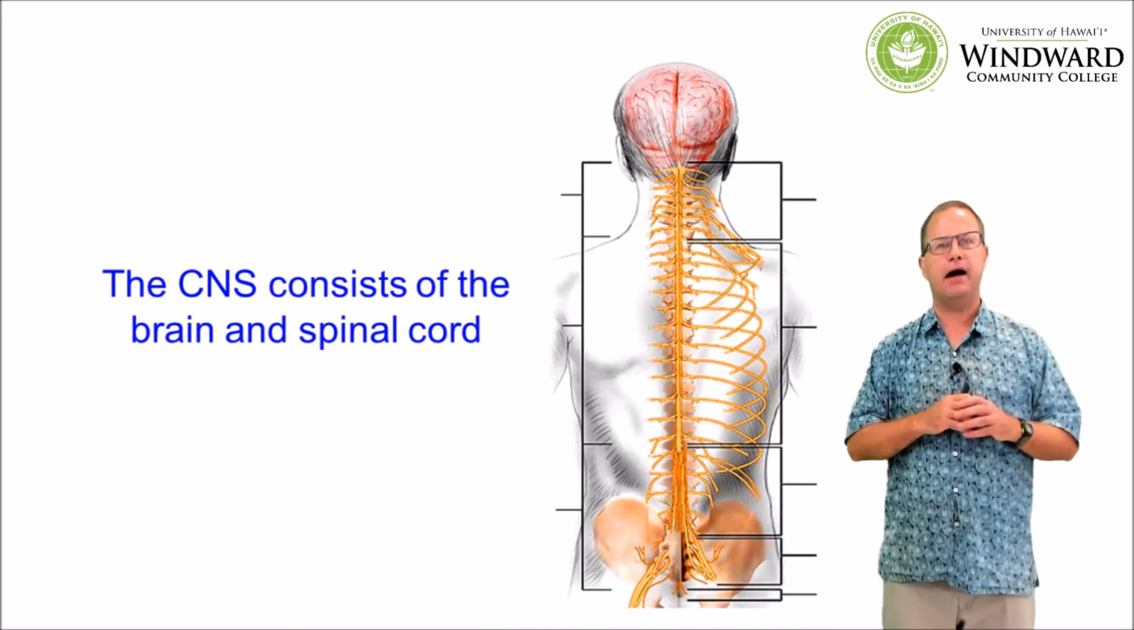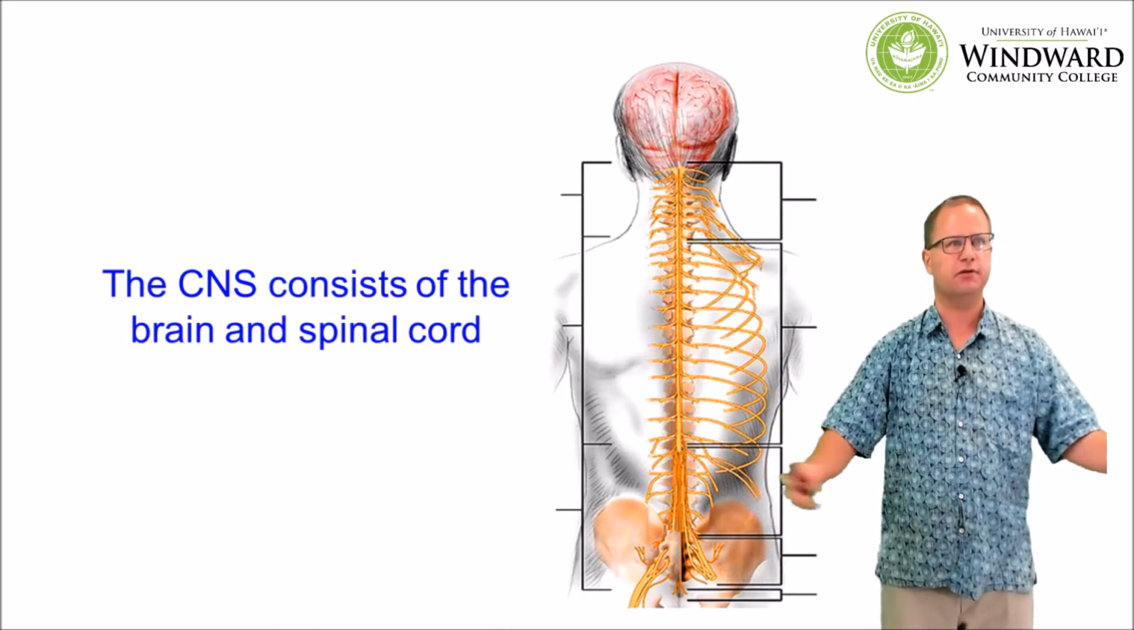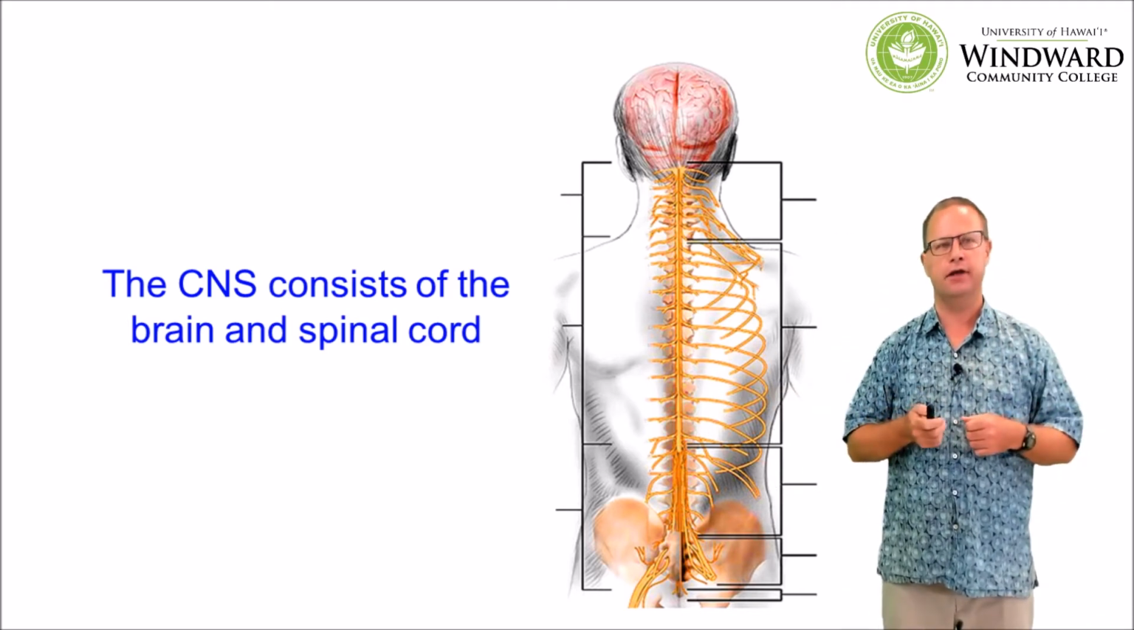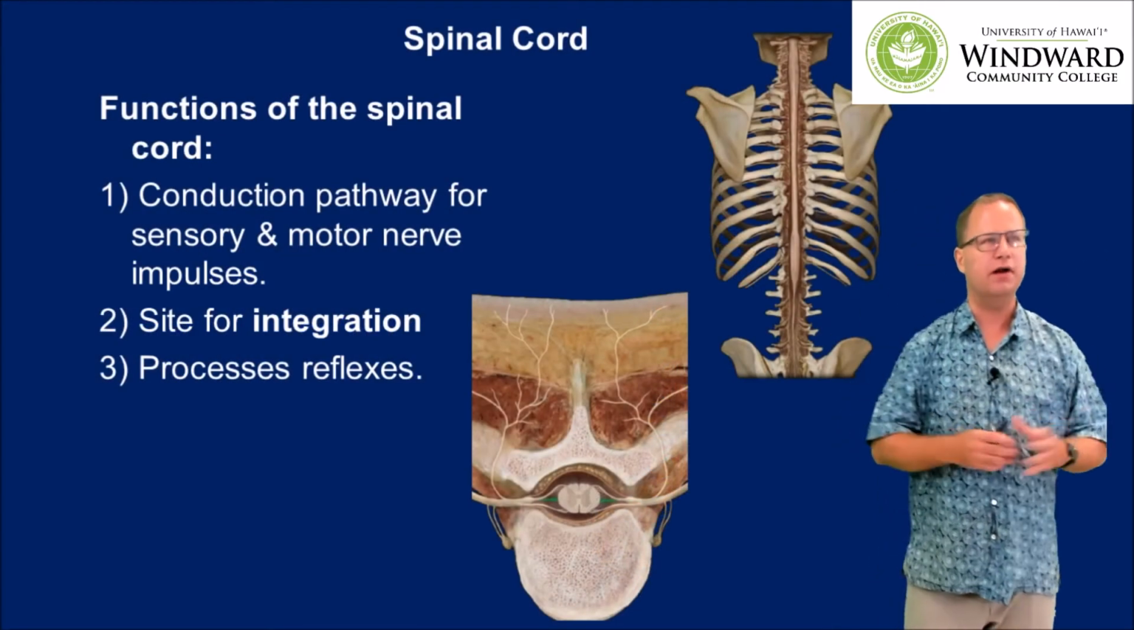Okay, now we're going to talk about the central nervous system. Remember we said the nervous system consists of the peripheral nervous system, which is all the peripheral nerves, and then we talk about the central nervous system, which includes the brain and the spinal cord. And we're going to concentrate mainly on the brain. So firstly, the spinal cord. What is it? What is it for?